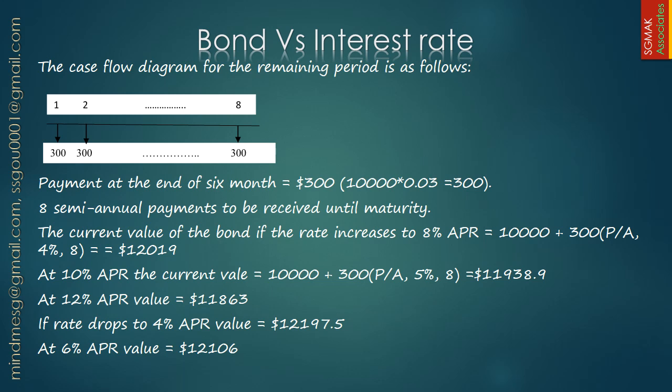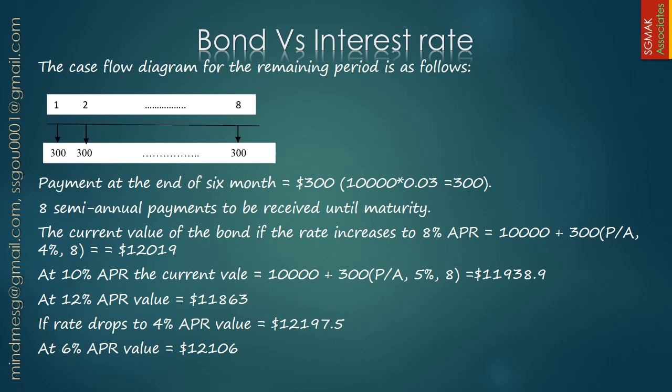We are converting that to a present value at a discount rate of 4%, because the cash flow is taking place every 6 months. So 8% APR converts into 4% every 6 months. That's the table lookup factor, P over A, 4% and 8. You can look it up from a table, multiply it by 300, and then add it to the face value. The present value of the bond is $12,019.